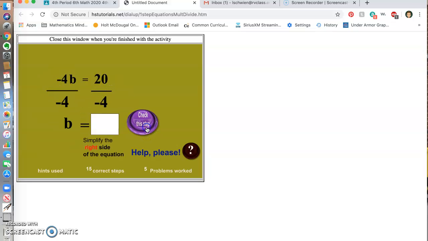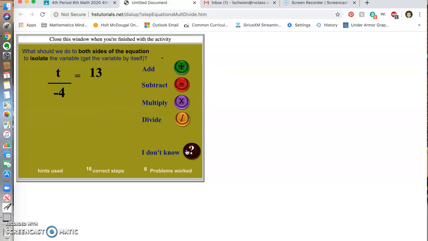And that says, on the other side, positive divided by negative is negative. Again, use your calculator. And you know that 20 divided by 4 is 5. So b equals negative 5. And if you plug that back in, negative 4 times negative 5 equals positive 20. If you do that on your calculator, you'll find that it is true.